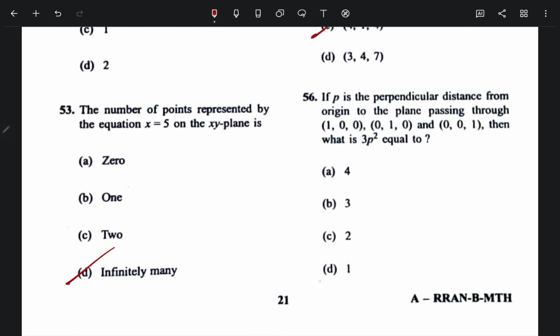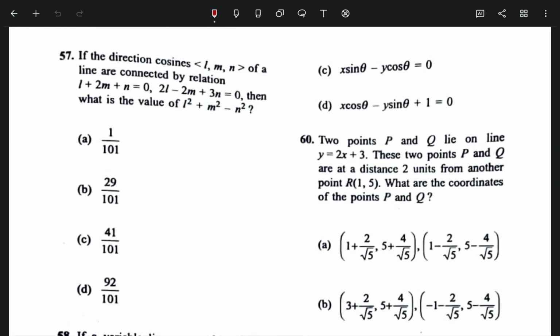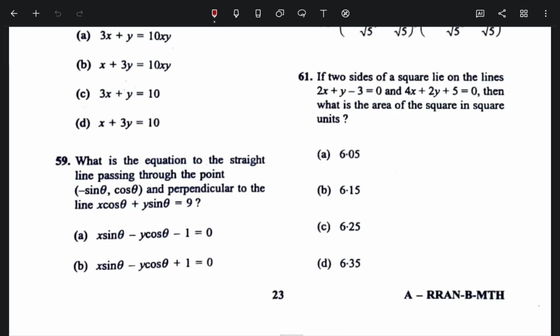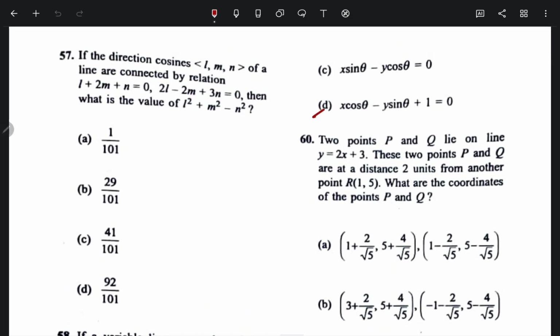56, the answer is D. You find the equation of the plane passing through all these 3 points, and then find the perpendicular distance from 0, 0, 0, that is the origin, and keep it to be P. That's it, and then that's basic algebra after that. So 59, this is also a direct formula, perpendicular to the line from a point. You find that, you'll find the answer to be D.